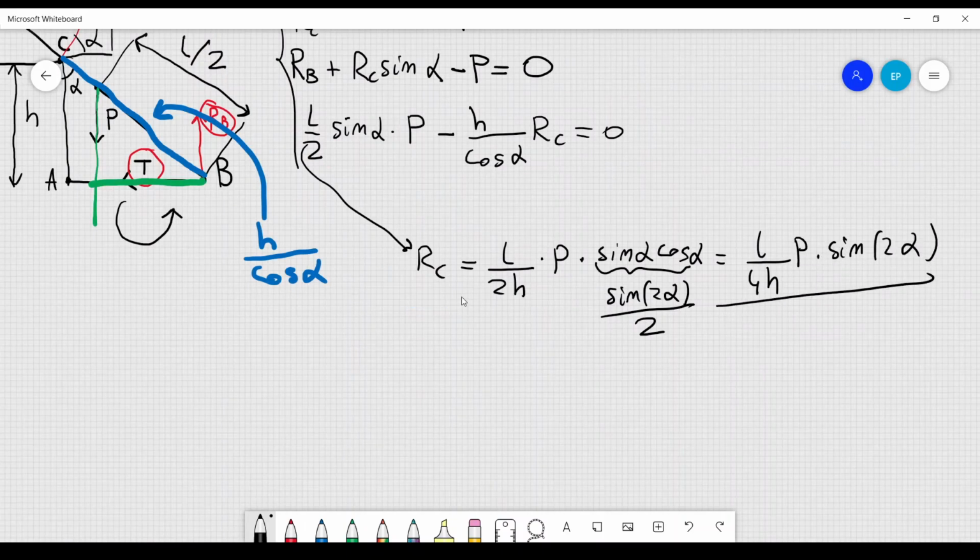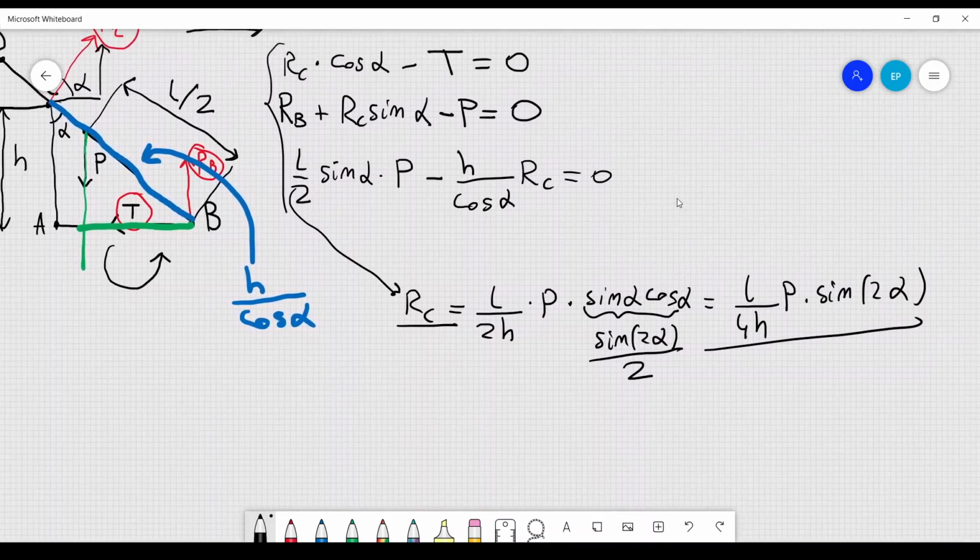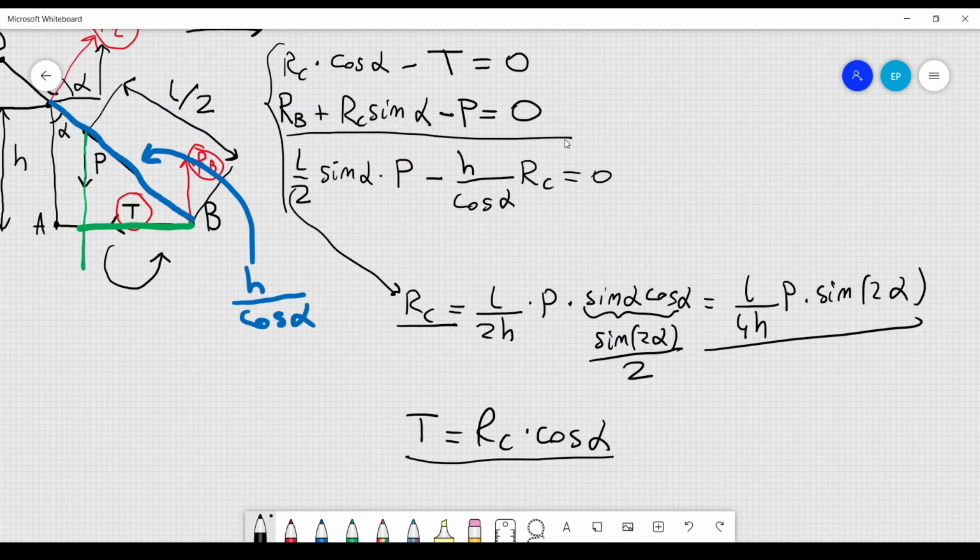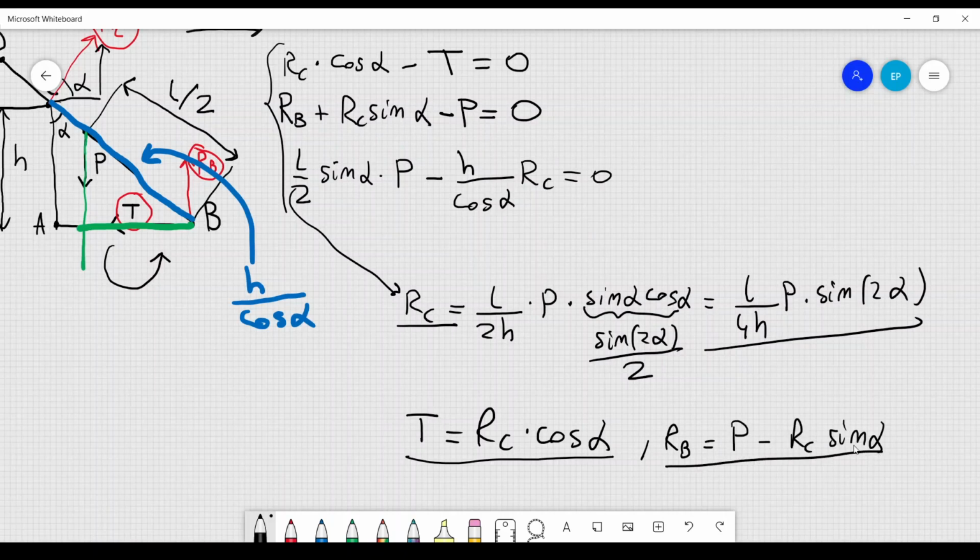And once you get the expression for RC, you can obtain the other two forces very easily. For example, from the first one, you get that T is equal to RC times the cosine of alpha, and we have obtained RC from this equation here. And finally, we also get RB from here, because RB is equal to P minus RC sine alpha, and that's the solution.